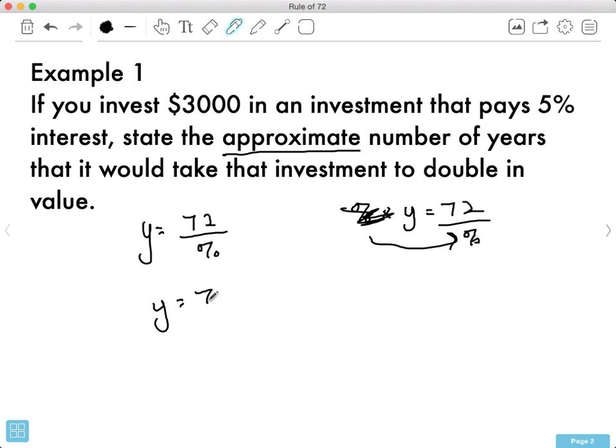So we go 72 divided by 5, and I'm just going to do that on my calculator really quick, approximately 14.4 years. So an investment at 5% interest would take approximately 14.4 years to double. Notice we didn't use the 3,000. It doesn't matter how much it is. It would take $1, 14.4 years to double to $2, just like it would take $3,000, 14.4 years to double to $6,000. We're just talking multiples and not specific amounts.